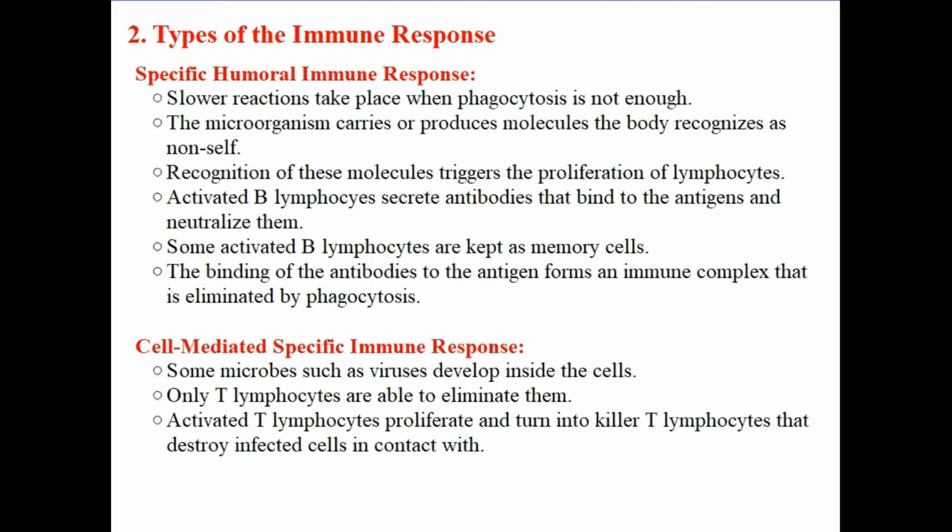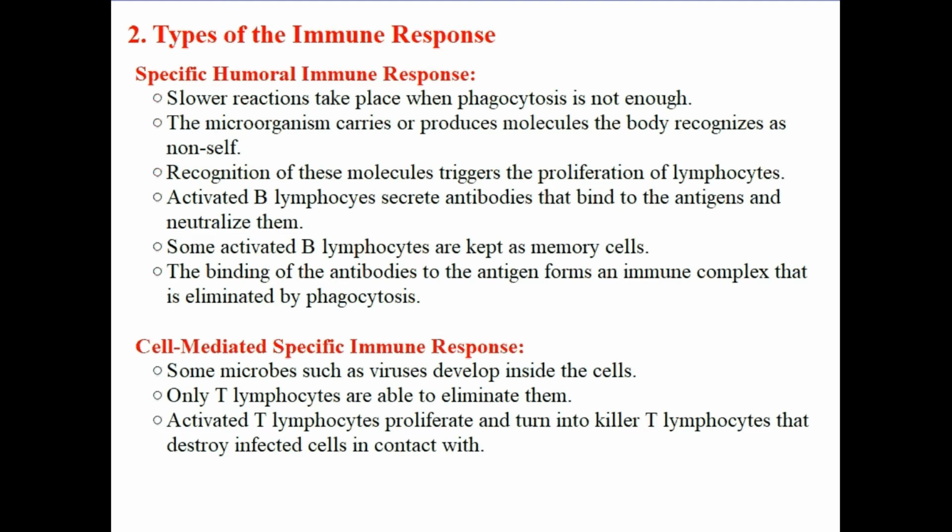Now let's move to the specific immune response. Here we have two categories. First, specific humoral immune response. Slower reactions take place when phagocytosis is not enough. The microorganism carries or produces molecules the body recognizes as non-self. It means as antigen. Recognition of these molecules triggers the proliferation of lymphocytes. Activated B lymphocytes secrete antibodies that bind to the antigens and neutralize them.